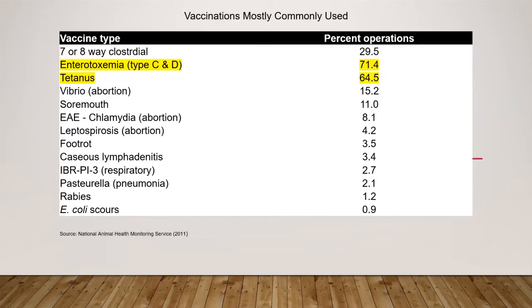Your next highest percentage one used is your 8-way, and a lot of those 7 or 8-way are usually given if you have an area where you have additional diseases present. You have a few in here that you can give to help prevent abortion. So that just gives you an idea of what flock managers out there are most commonly giving.